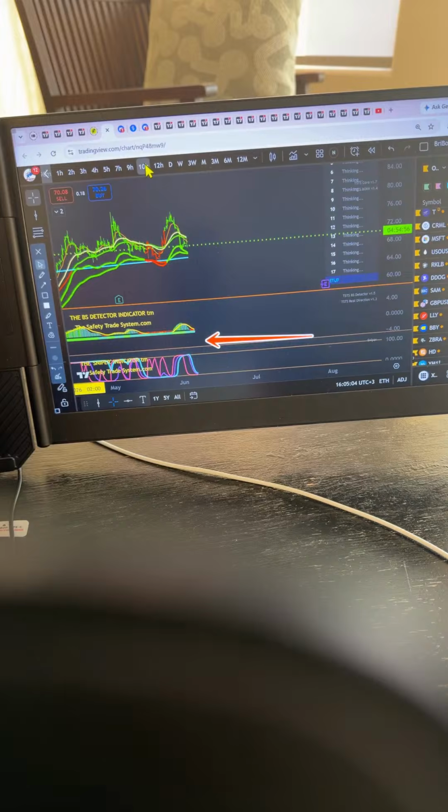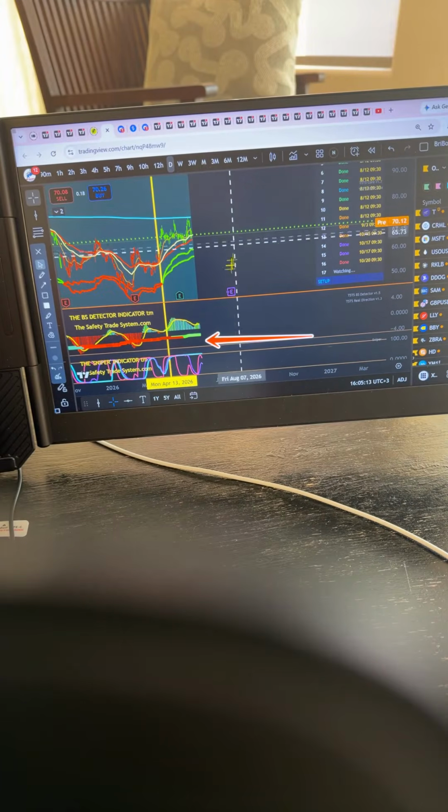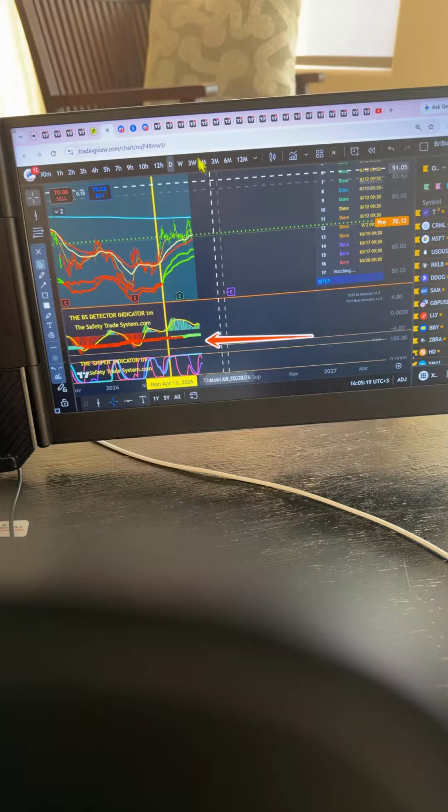Enter off the orange line when it crosses above it. Really shouldn't have said that, but you got it. 12 hour, 10 hour, fill in the gap. 12 hour, fill in the gap. There it is. It's a 5 hour buy to $78, but you can go to 80. Let me see how high this is looking.